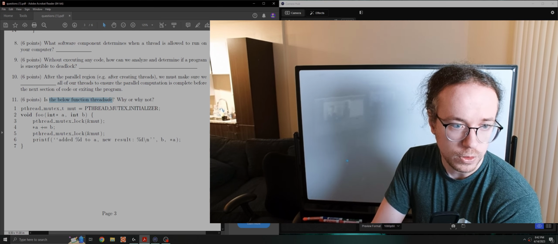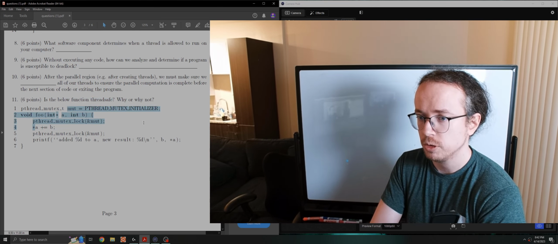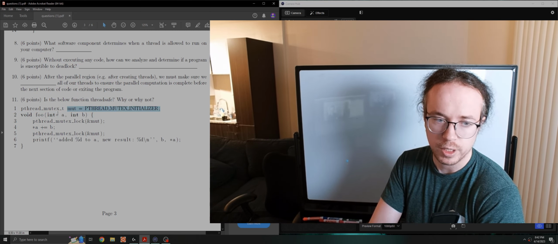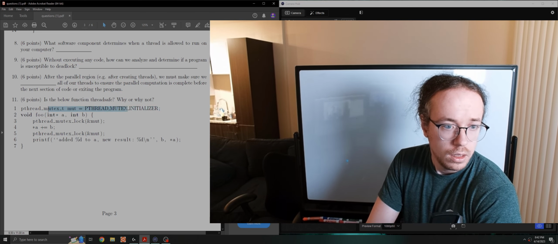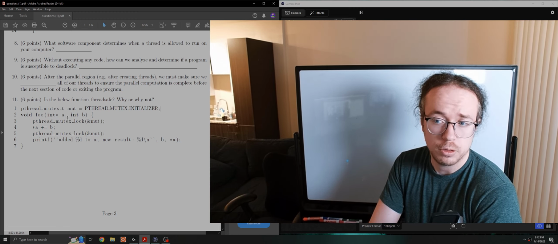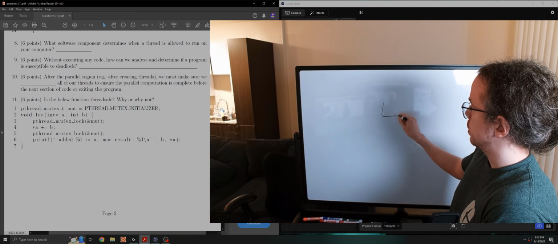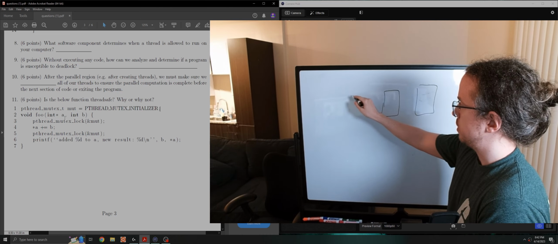Is the below function thread safe? Why or why not? Let's see. We have a global mutex. So every thread can see this mutex. That's what makes it global. You do share parts of your memory. If you recall from our memory diagram, each thread gets a stack. Global variables do not live on the stack.